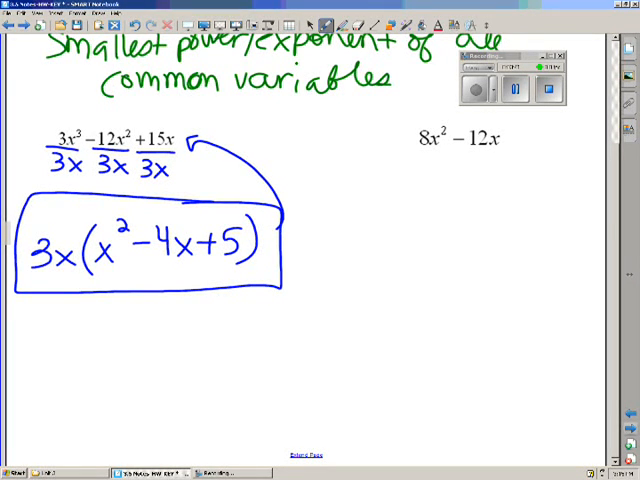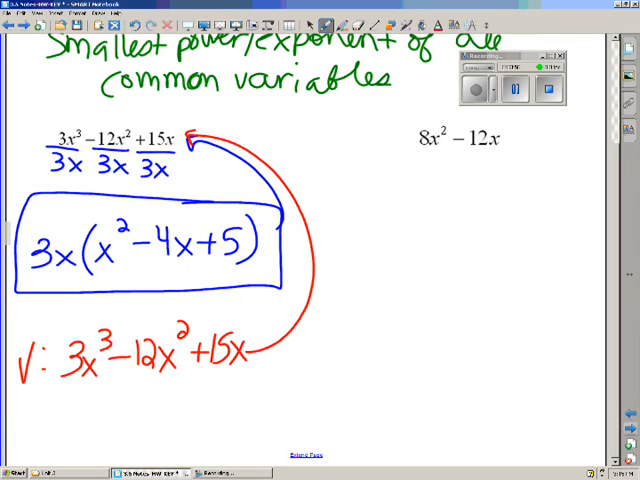How do you know? Because if I wanted to check my answer, I would check by distribution, and by distributing I would get 3x cubed minus 12x squared plus 15x, and that was in fact the original problem. So the answer is the GCF outside of parenthesis. You can check if you want. You should go right back to the original.